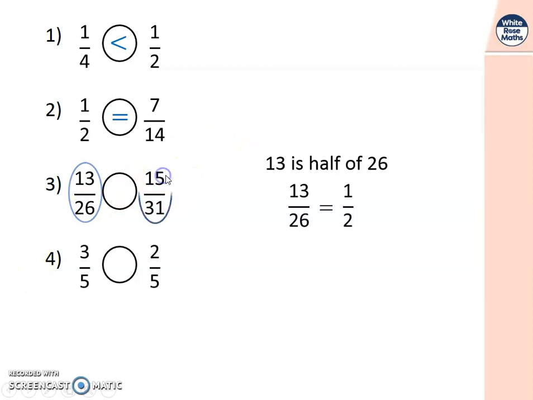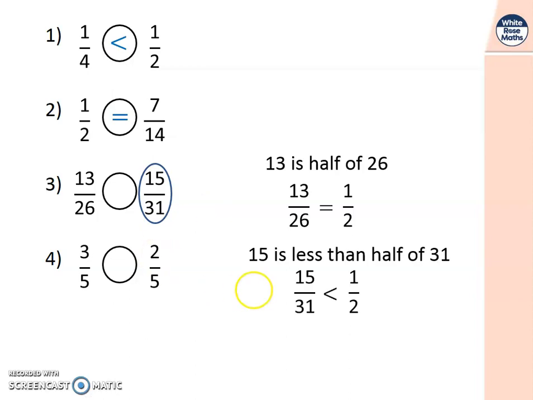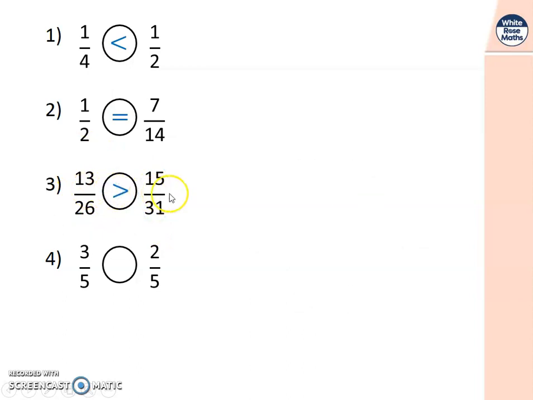What about in this one? Is 15 half of 31? No. 15 is less than half of 31. So therefore, 15 over 31 will be less than a half. Therefore, this one, which is a half, is greater than this one, which is less. If I was going to draw this on a number line, if I've got 3/5, that's got to be more or greater than having 2 of the same fifths.